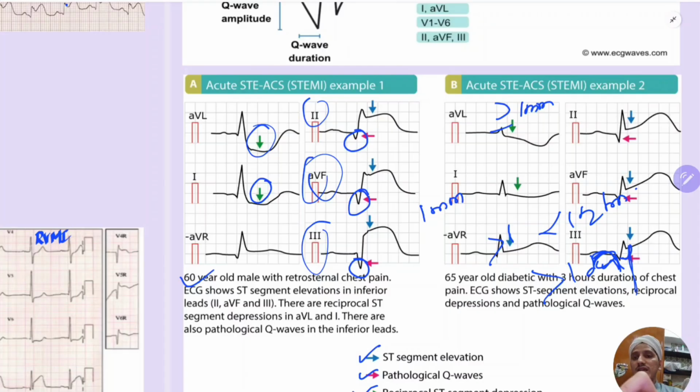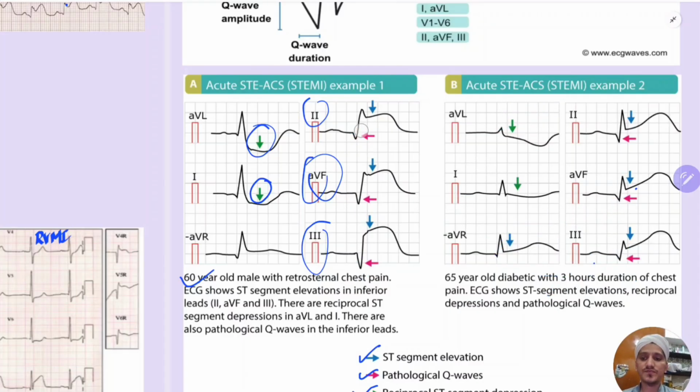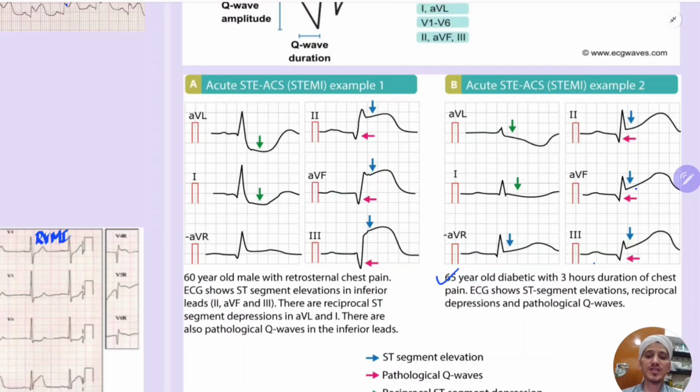Same thing you can see in the second example. A 65-year-old diabetic with 3 hours duration of chest pain. So it is in hours, less than 12 hours. ECG shows ST segment elevation, reciprocal depressions, and pathological Q waves. So Q waves are there, but T waves are still not inverted, because it is less than 12 hours.